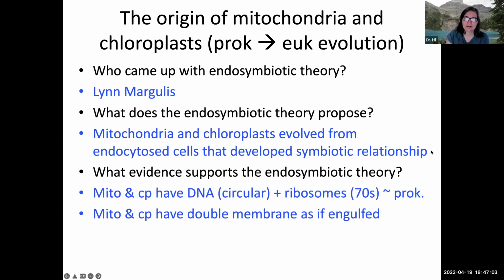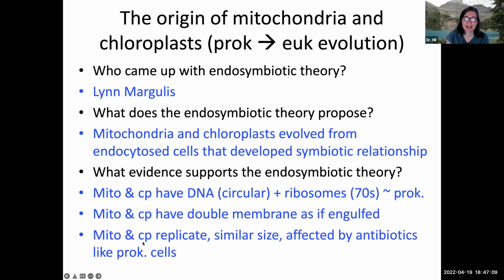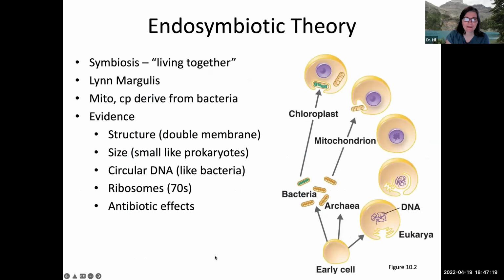So it's their structure with that extra membrane, it's their circular DNA, their 70S ribosomes, and they have a couple of other features. Their size, their replication, when they replicate, it looks like binary fission. Okay, so here's a little graphic of that theory.